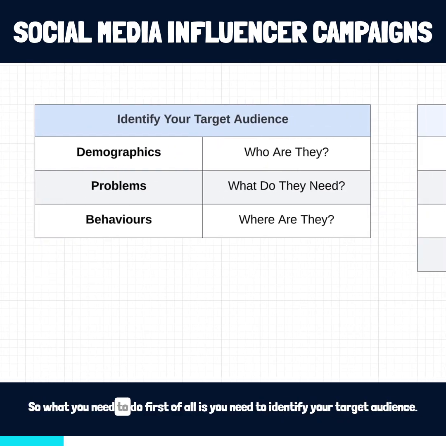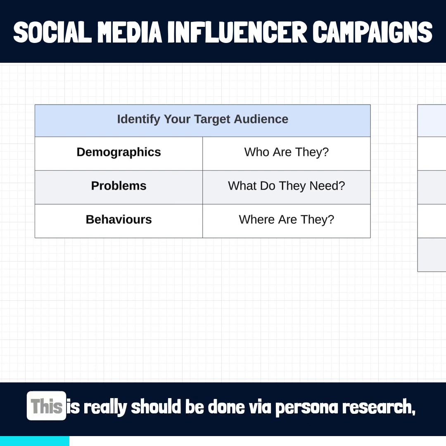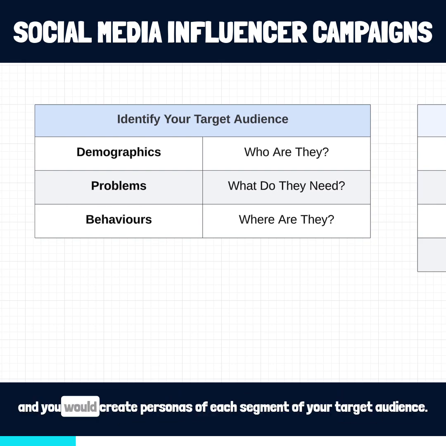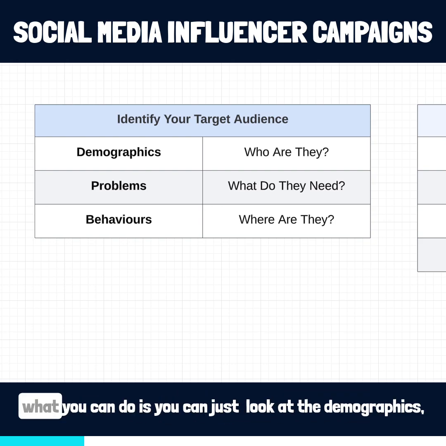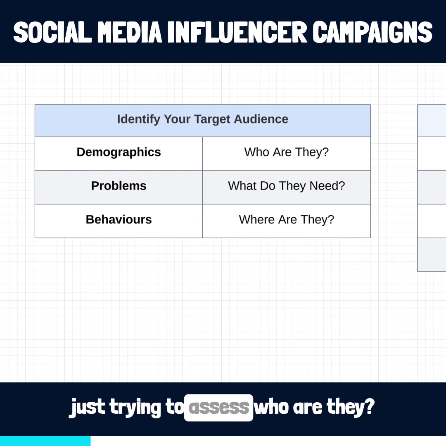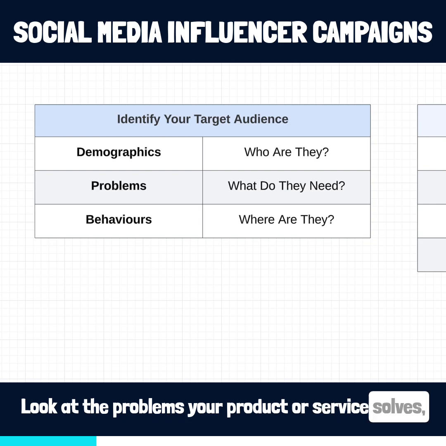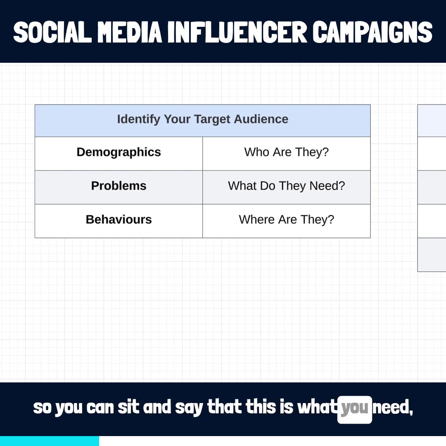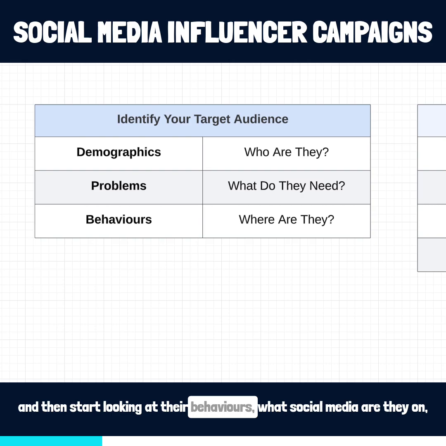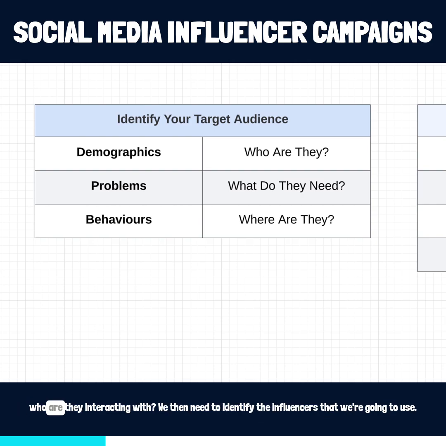So what you need to do first of all is identify your target audience. This really should be done via persona research, and you would create personas of each segment of your target audience. However, if you haven't done that, you can just look at the demographics, try and assess who they are, look at the problems your product or service solves, so you can say this is what you need, and then start looking at their behaviours. What social media are they on? Who are they interacting with?